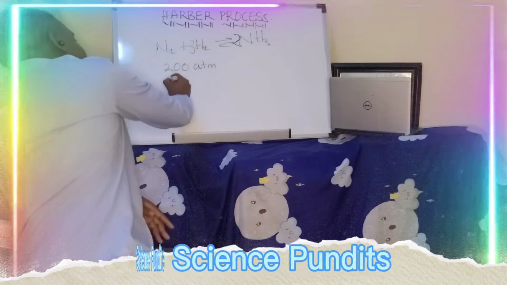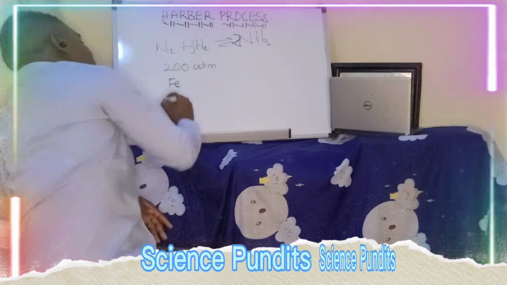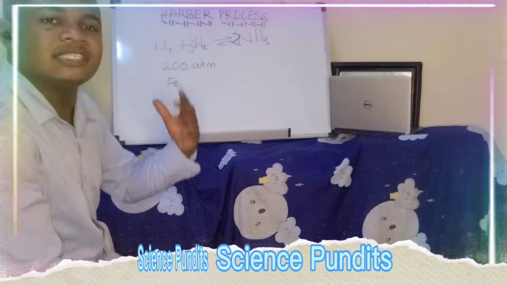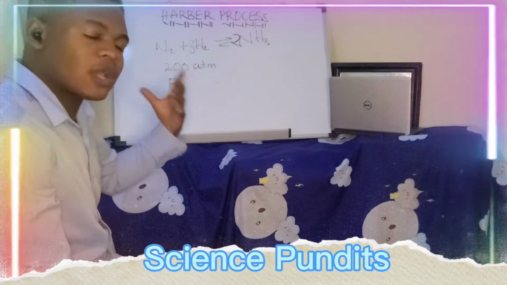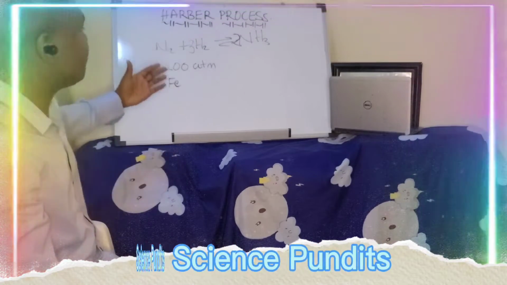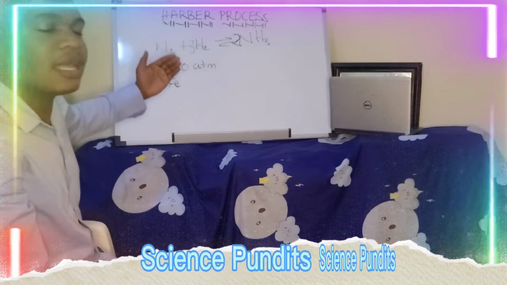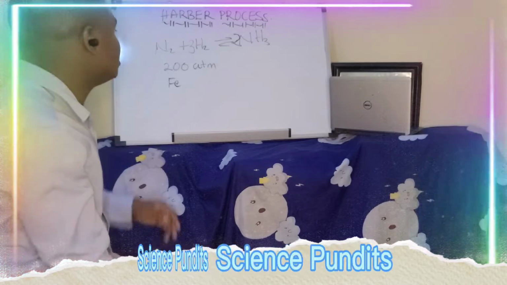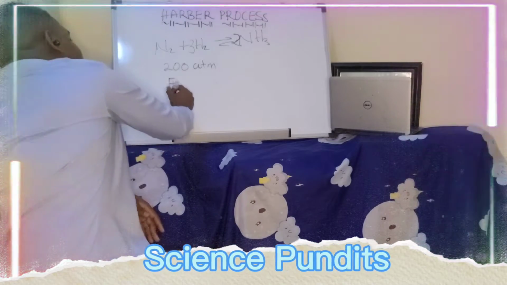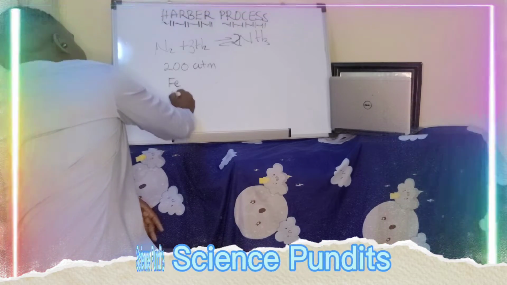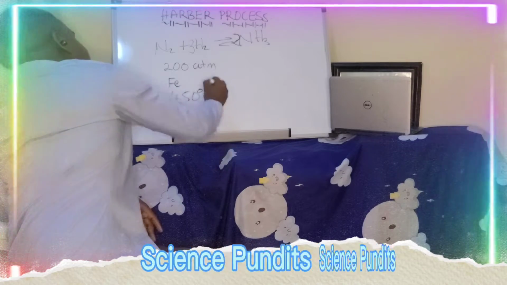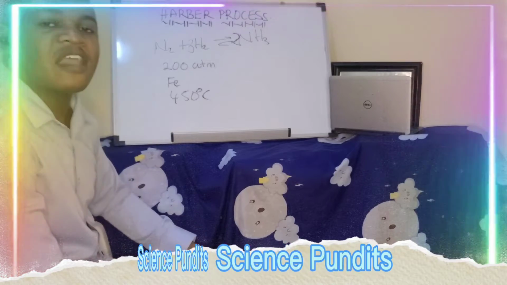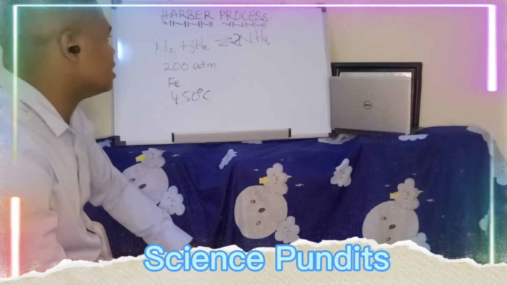Then we are also going to use an iron catalyst. Iron is not taking part in this reaction, but it is working as a catalyst. It is providing more surface area and acting as a catalyst. Another condition that you need to state here is a temperature of around 450 degrees Celsius. It can be 450 to 500, but mainly we prefer 450 degrees Celsius.